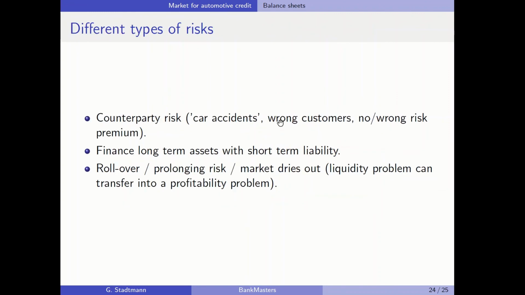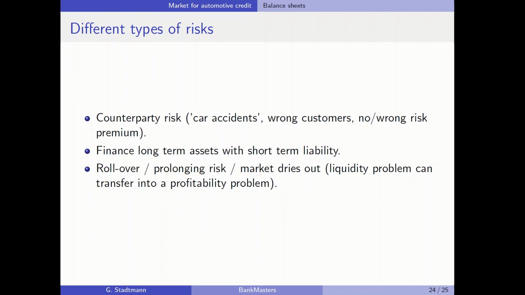So we have to think about different types of risks here. For example, we have the counterparty risk. There are car accidents. We are dealing with wrong customers which are not able to pay back. We have no or a wrong risk premium.